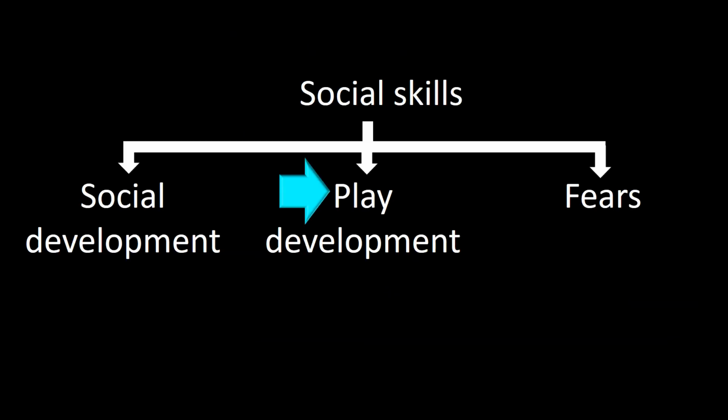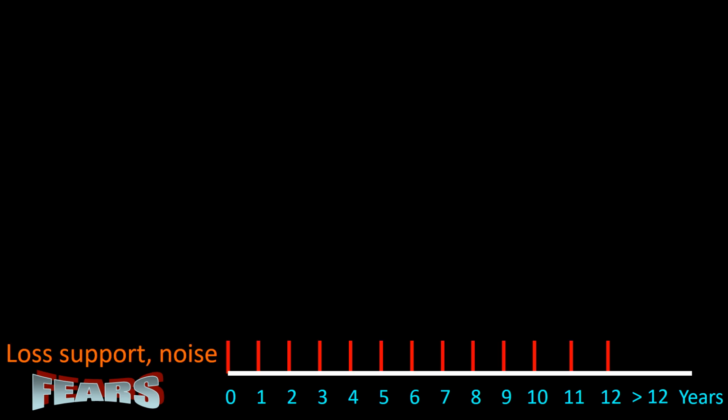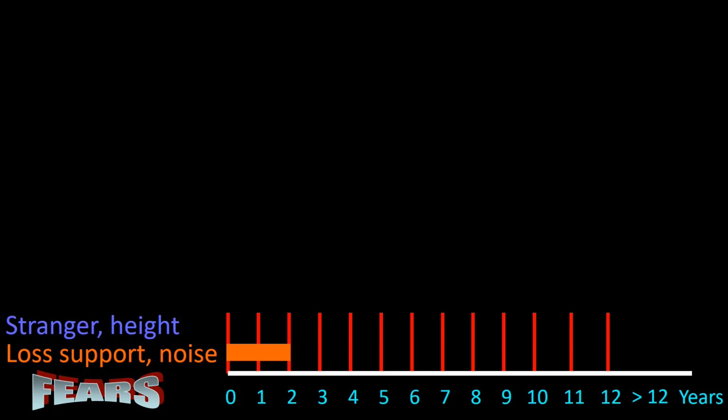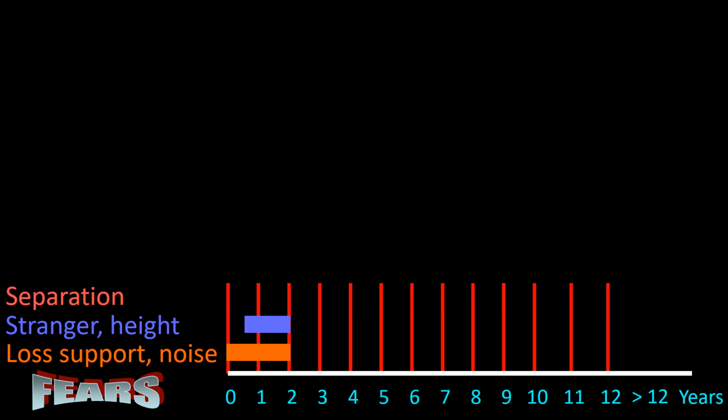After play development, we will consider fears. In this frame, you can see a line representing time from birth to over 12 years of age. Loss of support and loud noises produces fear since birth and usually stops producing fear by about 2 years of age. Fear to stranger and height starts at about 6 months of age and usually also disappears by 2 years of age. Fear of separation, usually referred to as separation anxiety, starts by 6 months of age and disappears by about 6 years. Separation anxiety is especially important as a cause of sleep problems.